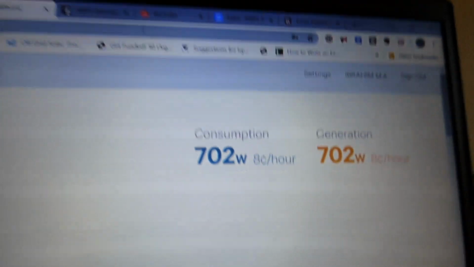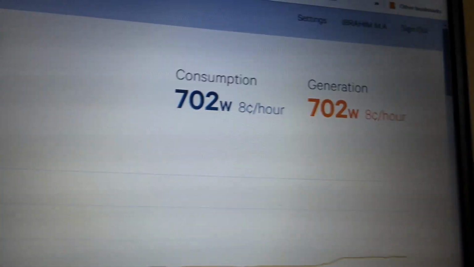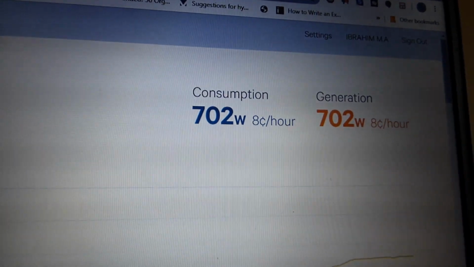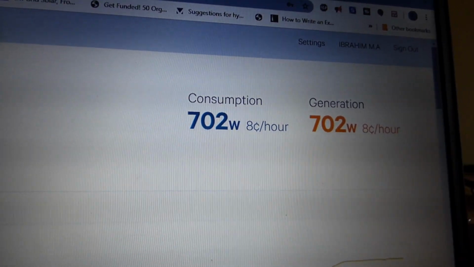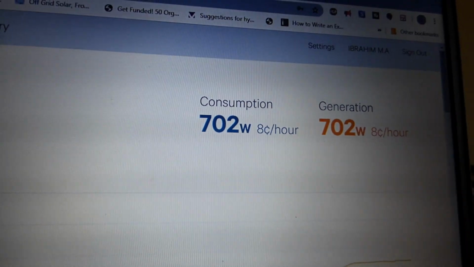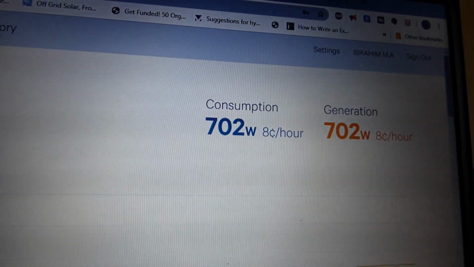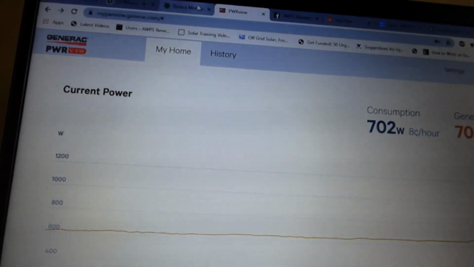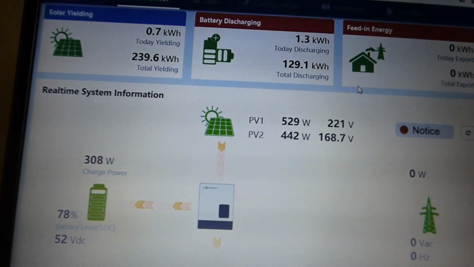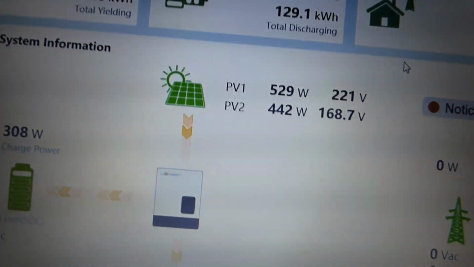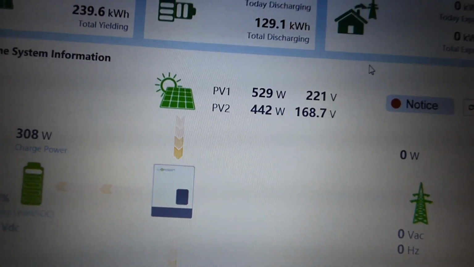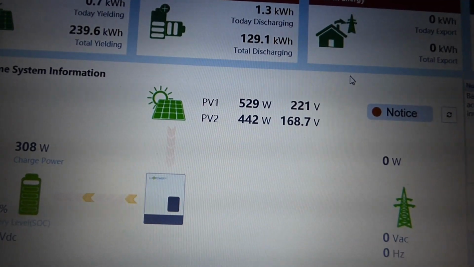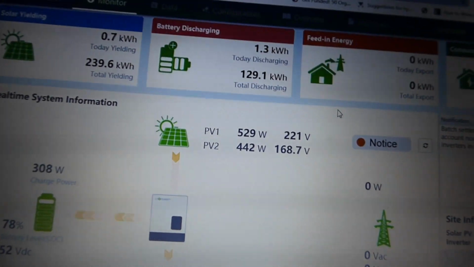As you can see, right now it says we're generating exactly what we're consuming, because that's what we're measuring. If we had put 2 points of measurement, then we might have seen what's coming in. But what's coming in is rather high voltage. Let me show you. So here we go, this is what's coming in, 529 and 442, at two separate points. But you know what? We'll try and see if we can monitor this as well.